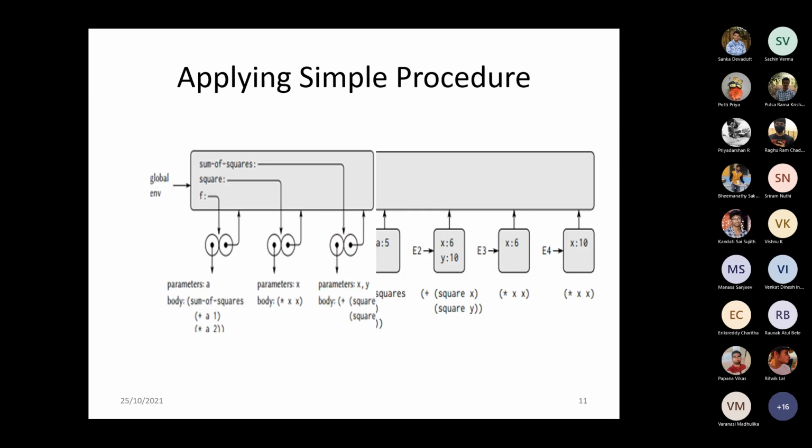So the complete diagram will be something like this. You will have the global environment where you have the definition of your three procedures. And from here, when you say f of 5, we have the environment created. It got overlapped. You have this E1.